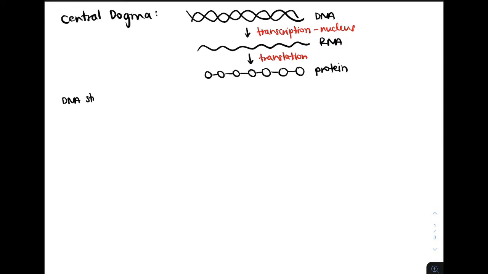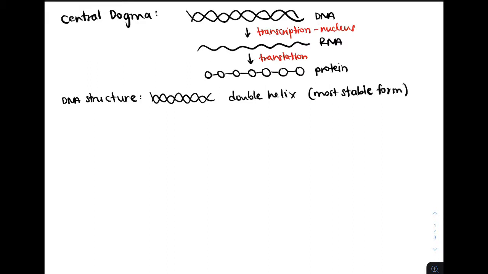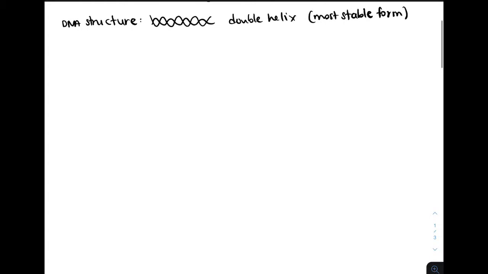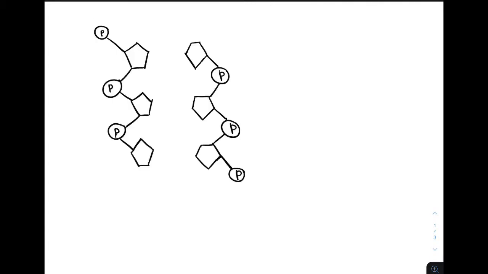Let's now talk about the structure of DNA. So DNA holds genetic information. It's a double helix. And you should ask yourself, why is it double-stranded? Why not single-stranded? Well, because molecules go to their most stable form, and DNA is most stable as a double-stranded molecule. Let's look at this DNA structure.